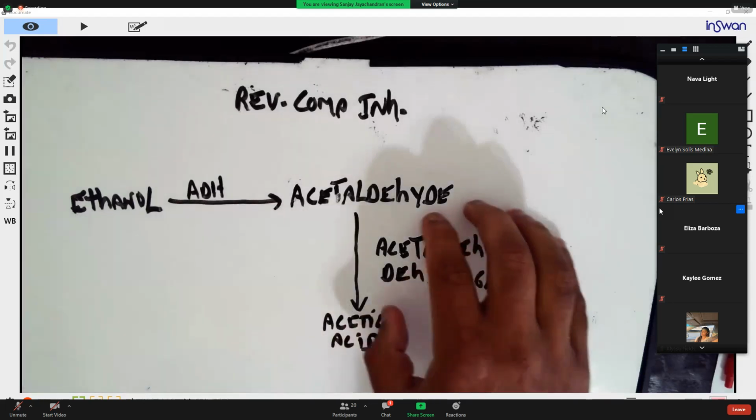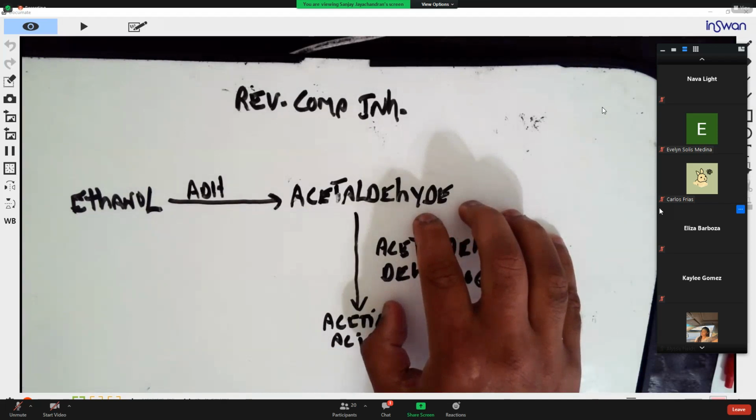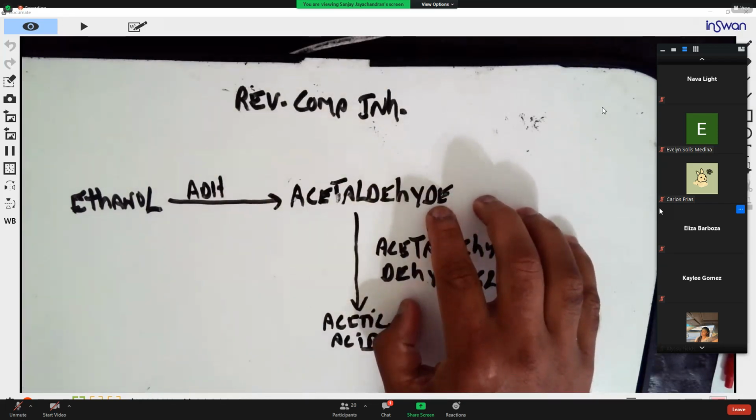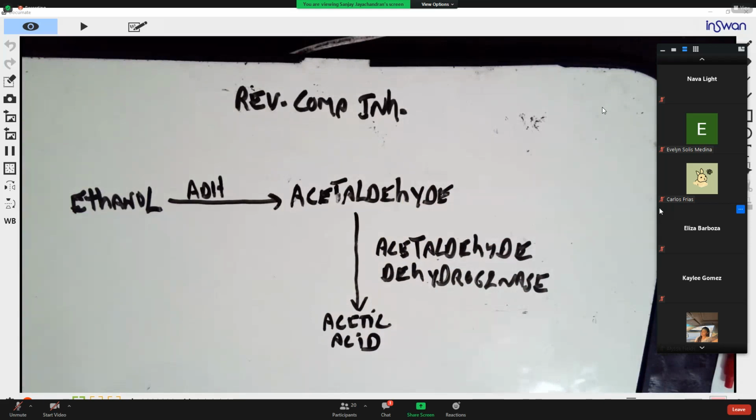So I give you a chemical that takes out this enzyme. Reverse it, but I take it out. What's going to build up? Take a guess. The amount of alcohol in your system.